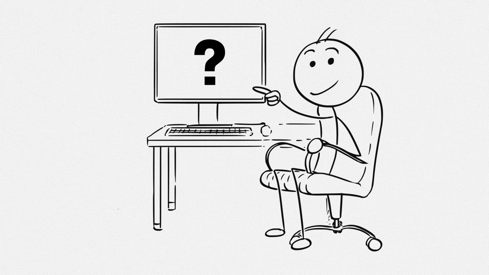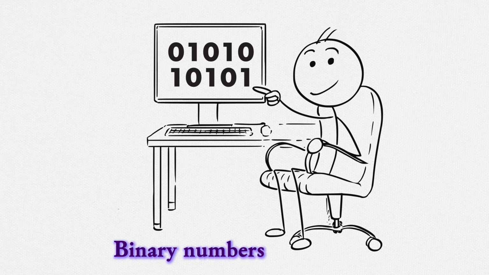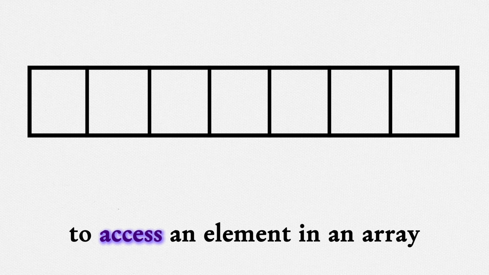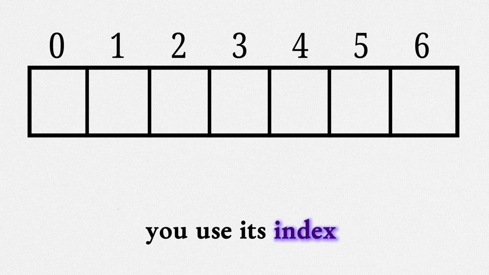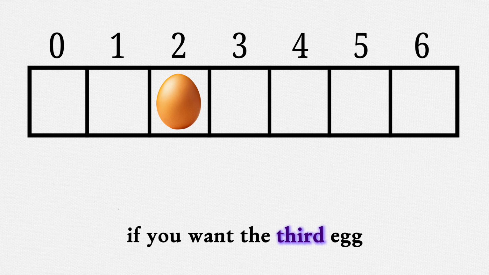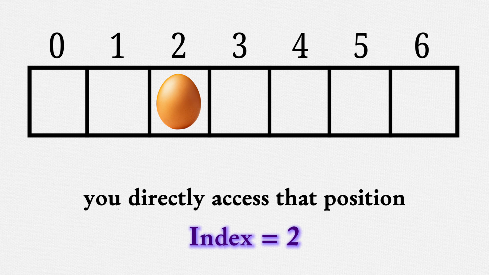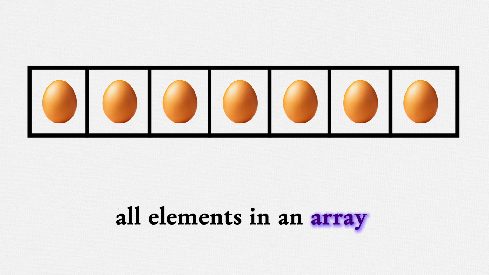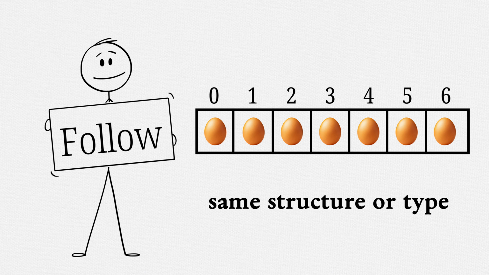This comes from how computers work internally using binary numbers. To access an element in an array, you use its index. For example, if you want the third egg, you directly access that position. All elements in an array must follow the same structure or type.